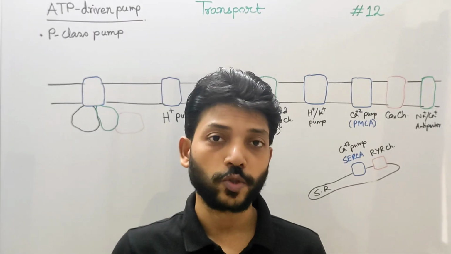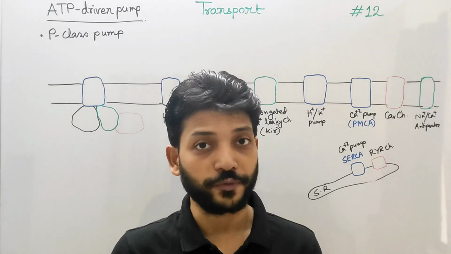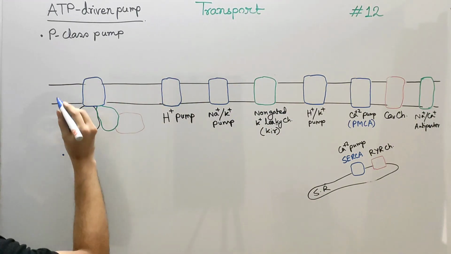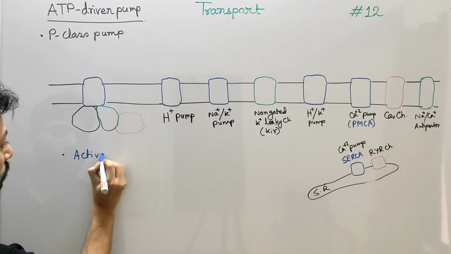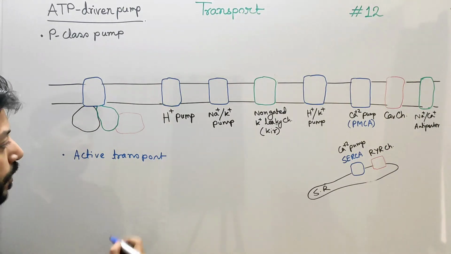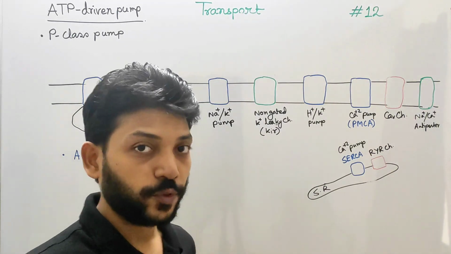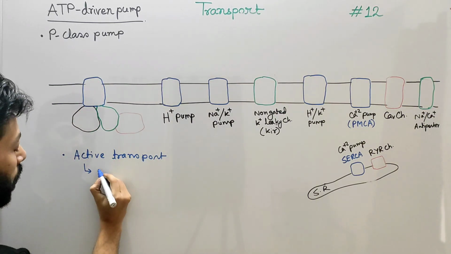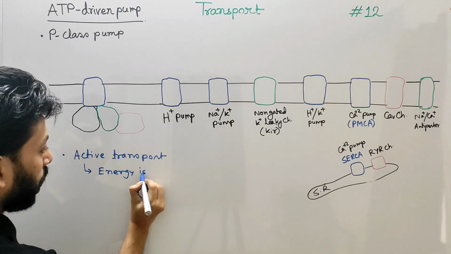Before I begin to talk about the P class pump, I want to mention some basic facts about ATP-driven pumps at first. The first point we have to understand is that through the ATP-driven pump, active transport occurs. Why is the transport that occurs through ATP-driven pumps called active transport? Because in this pump, energy is required.